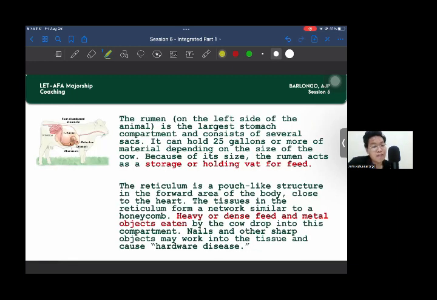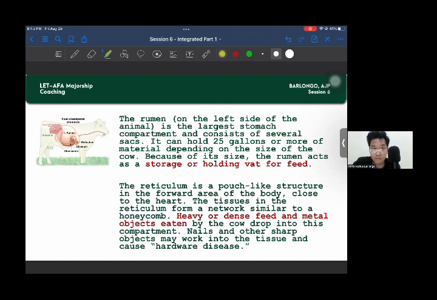Okay. So, the rumen on the left side of the animal is the largest stomach compartment and consists of several sacs. So, hindi lang siya isang sacs, marami yang sacs. So, actually, sinabi ko na rin to sa aming past sa animal science na lecture that when we were in our first year, isa yan sa mga practical exam namin, merong talagang nakalatag na stomach or digestive system ng isang ruminant, which is yung sheep, nakalatag talaga siya sa table, tapos i-identify namin kung ano yung mga parts na nandoon.